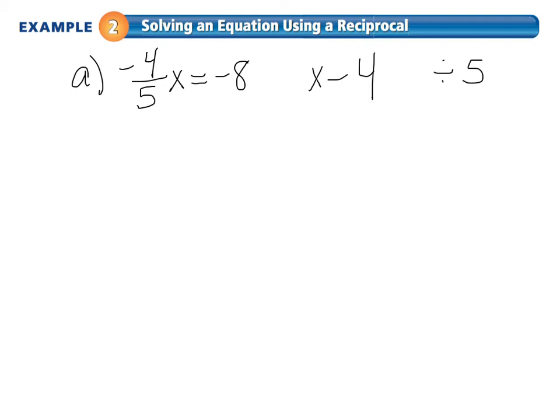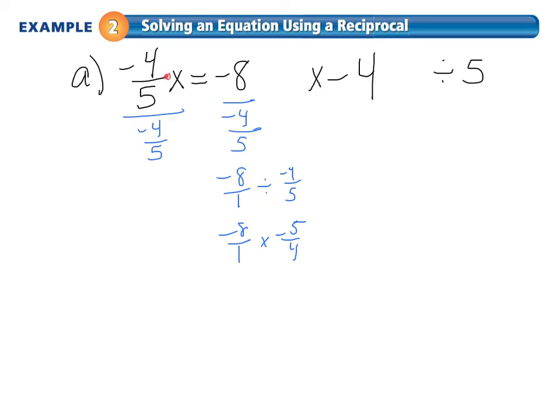Or, whenever you have a fraction, because remember, let's go about this the long way. I'm hoping you realize this is multiplication: negative 4/5 times x. You have to undo multiplication. Undoing multiplication means you are dividing. Do not write this down. You would divide both sides by negative 4/5. Negative 4/5 divided by itself is 1. Negative 8 divided by negative 4/5, we would have to do that and times it by the reciprocal. That's a lot of work.